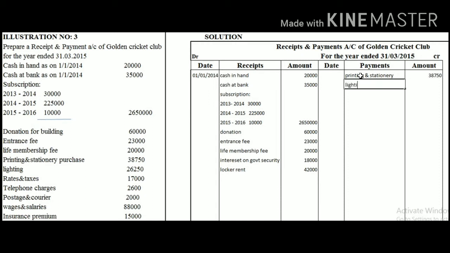Lighting is the expense or expenditure of a not-for-profit organization. It is 26,250. The next expenditure is rates and taxes, that is tax paid. What is the amount of rates and taxes? It is 17,000. Then which one is the next item? Telephone charges. So telephone charges is expenditure.